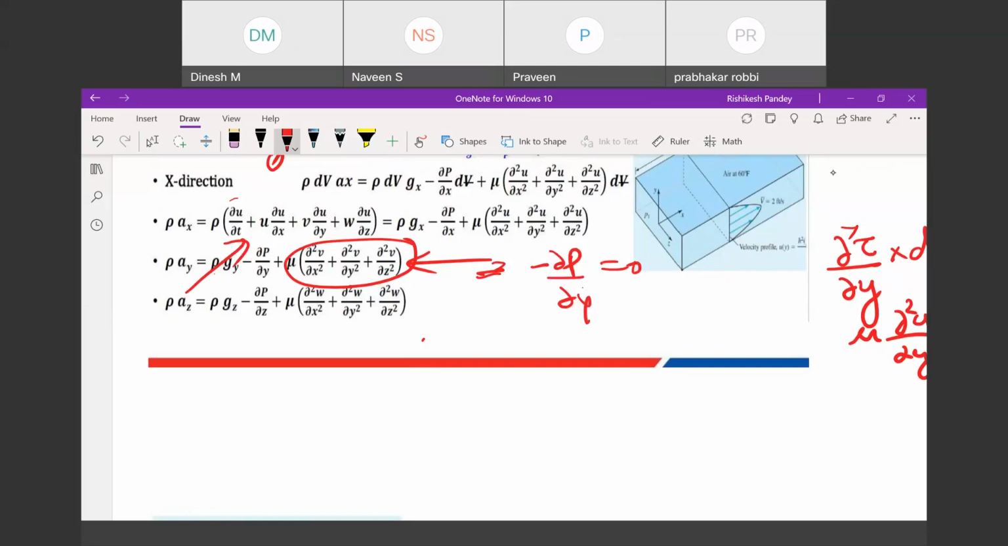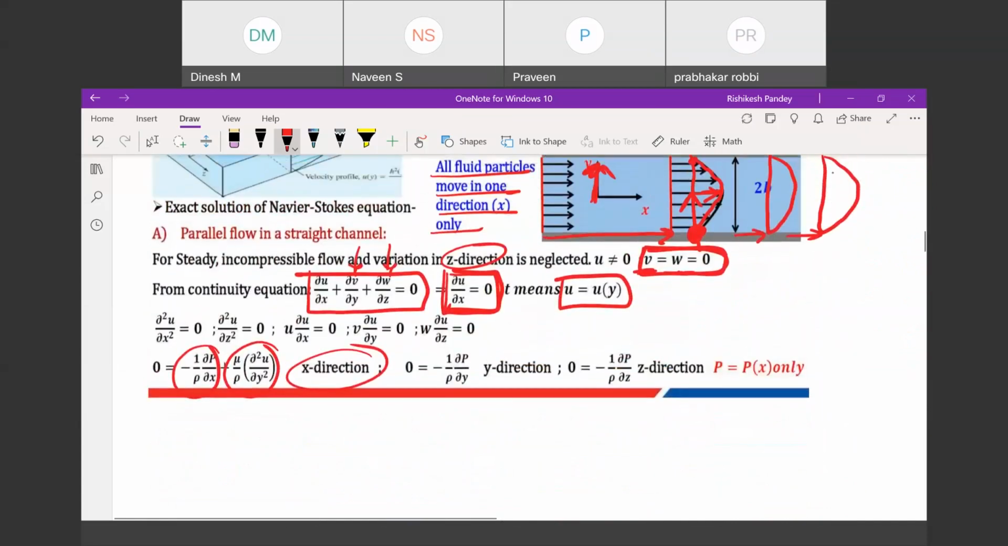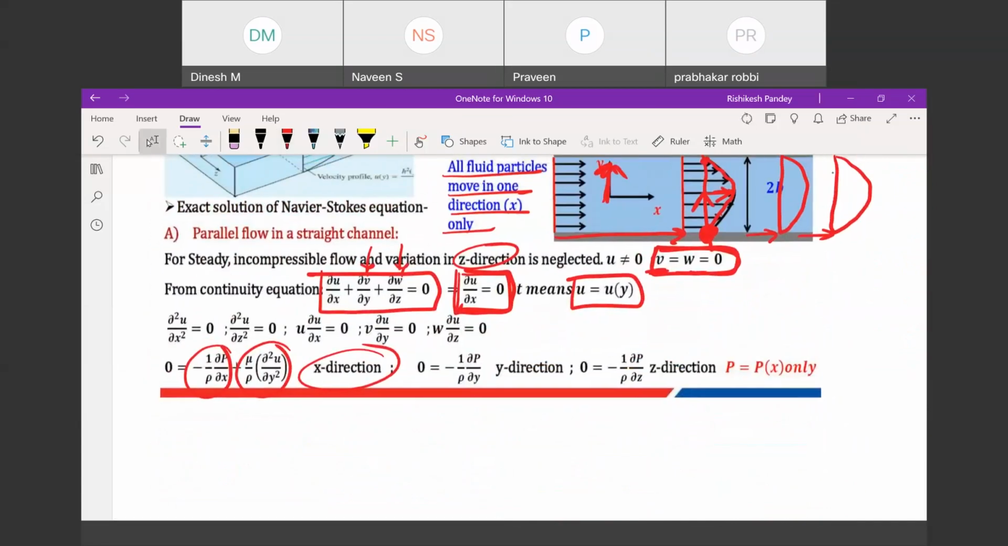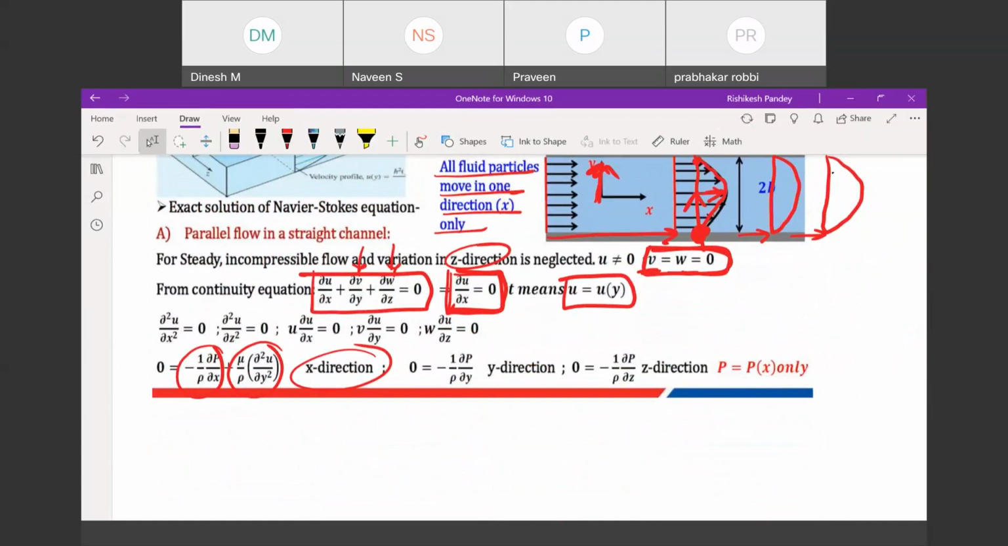Similarly, in z direction, all this w is 0, so this is 0, this is 0, this is 0. Z direction gravity effect also we are neglecting. So again, we are left with minus ∂p/∂z equals 0. Very important thing I'm telling you, because when you refer to your book, they have derived it in a different fashion. I will tell you that also, a quick derivation. But you should understand where it is coming from, because they can ask questions from these things.